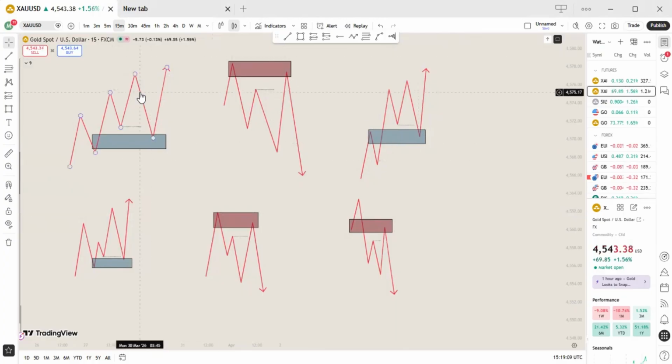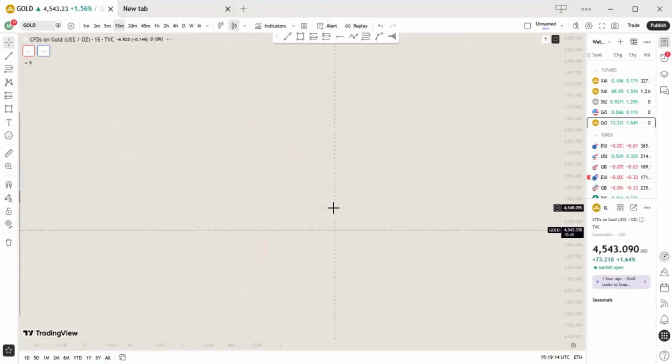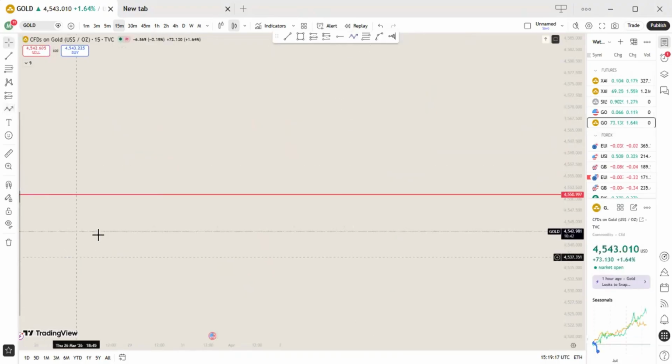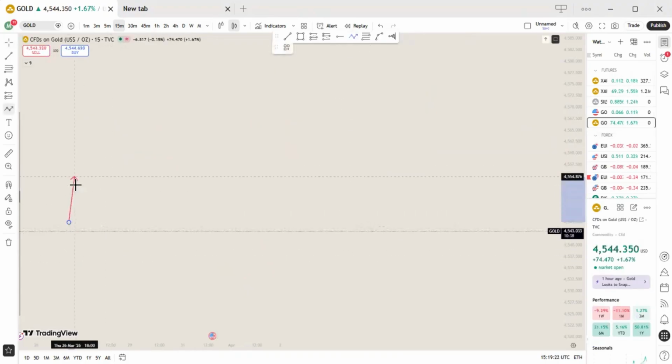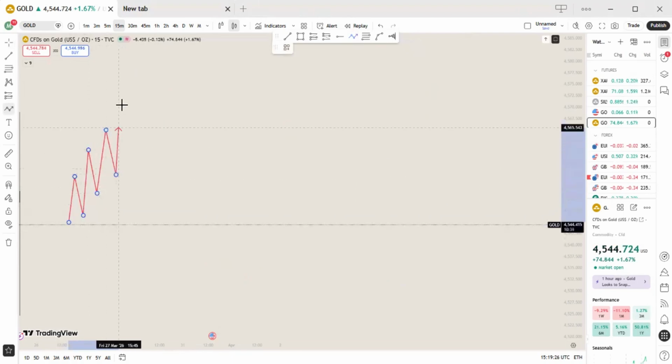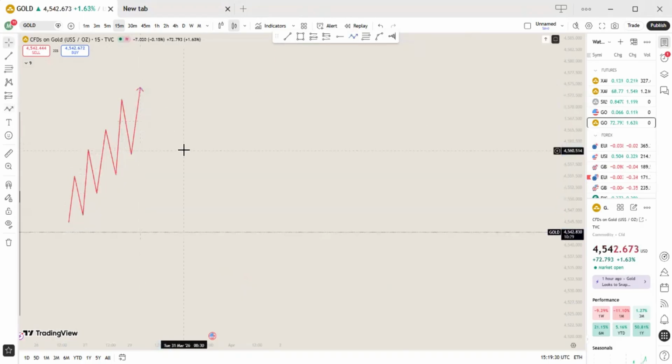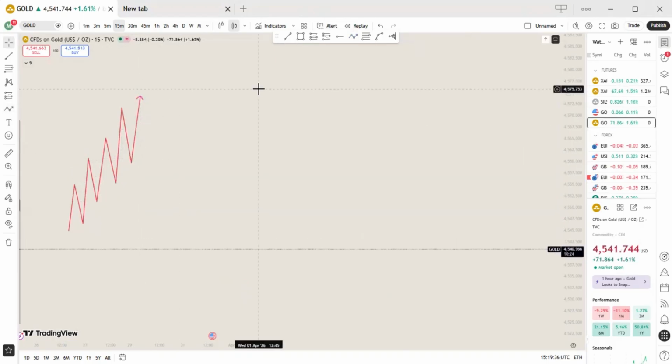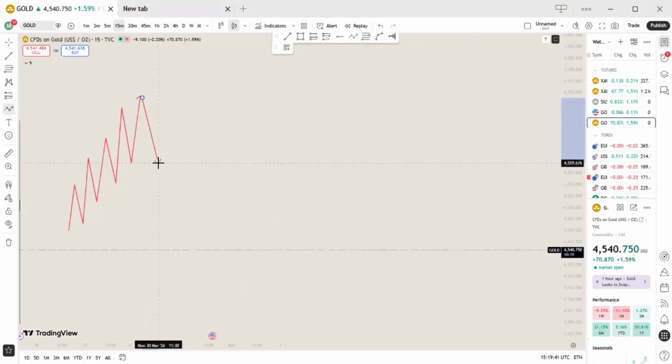So let's start with the cool pattern. Now let's say market is in a bullish trend. Market is creating a series of higher high, higher low, higher high, higher low, higher high. Now the cool pattern can only form whenever price comes back and takes the higher low.